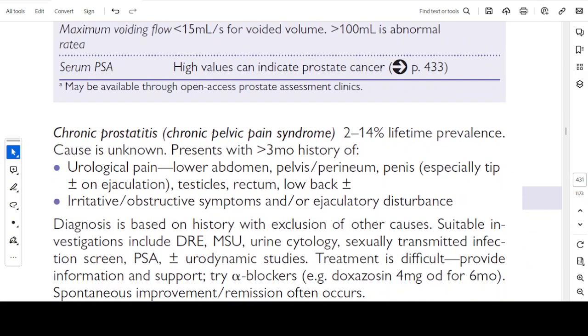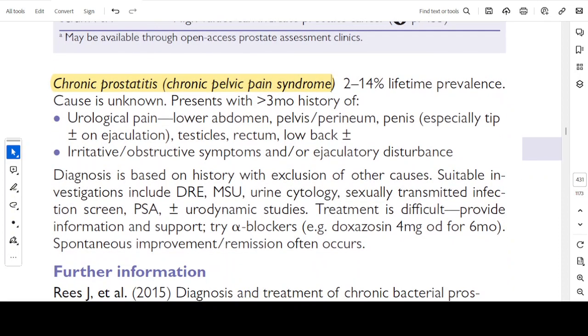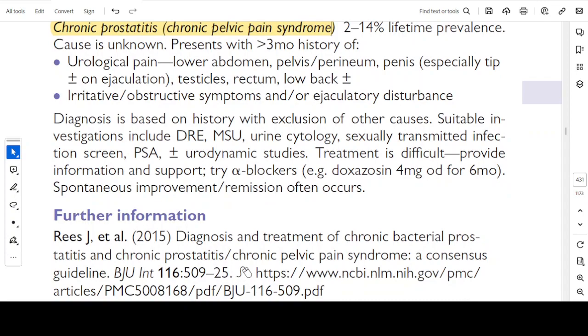Chronic prostatitis or chronic pelvic pain syndrome. 2 to 4% lifetime prevalence, cause is unknown. Patients have more than a 3-month history of urological pain: lower abdominal, pelvic or perineal pain, penis tip or pain on ejaculation, testicles, rectum or low back pain, irritative or obstructive symptoms or ejaculatory disturbance. Diagnosis is based on history with exclusion of other causes.